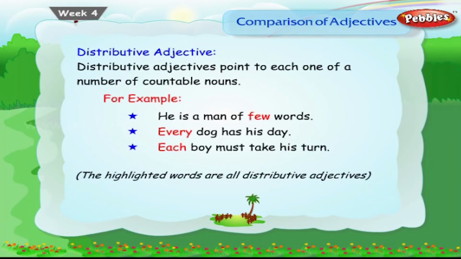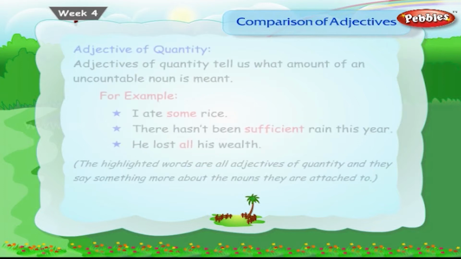Let us look at the distributive adjective. Distributive adjectives point to each one of the number of countable nouns. For example, he is a man of few words. Every dog has his day. Each boy must take his turn. The highlighted words are all distributive adjectives.